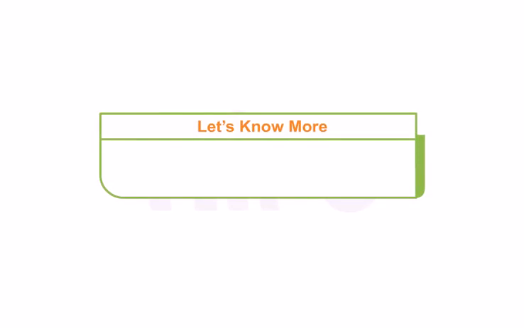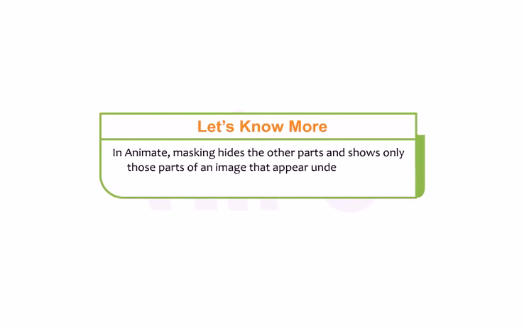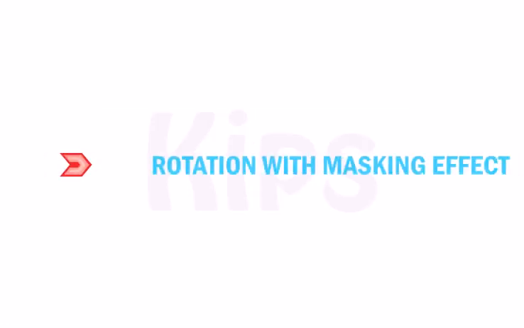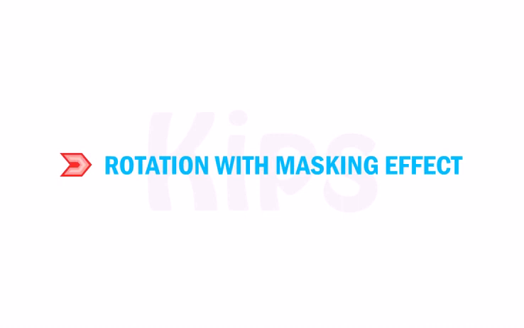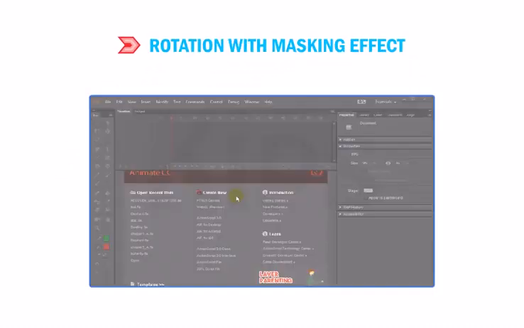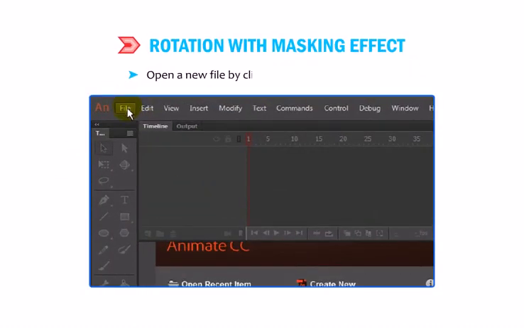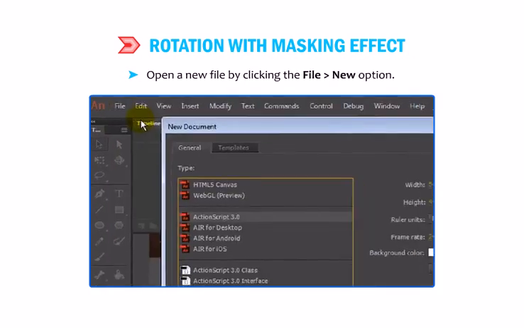Students, know the fact that in Animate, masking hides the other parts and shows only those parts of an image that appear underneath the object on which we are applying the masking effect. Students, let's understand how to rotate with masking effect. Open a new file by clicking the File then New option.